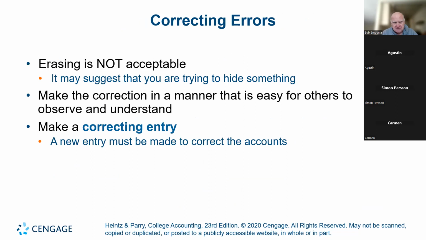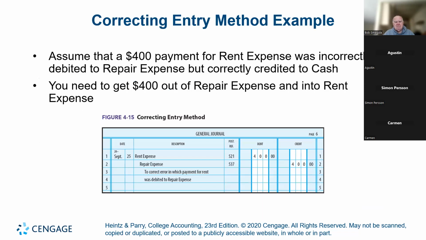Correcting errors. You never erase in the general ledger. And you make it in a way that makes it easy for others. A new entry must be made to correct the accounts. I would criticize that by saying, make the correct entry only after reversing the wrong entry. And they're giving you an example here, which I don't like, but we'll look at it.